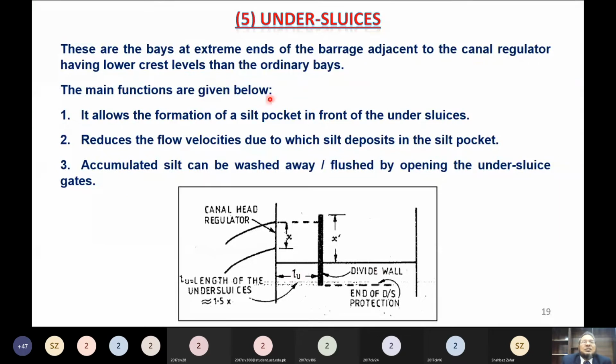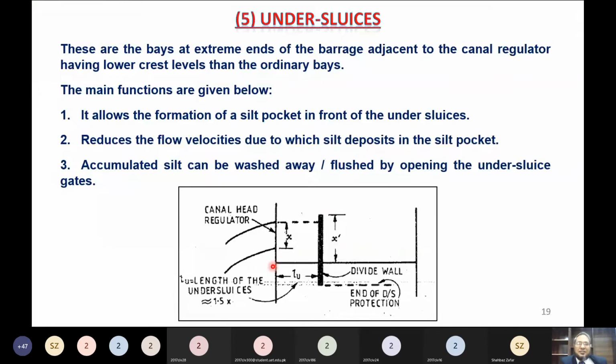Now, what are the functions of these undersluice bays? They have very important functions. Number one, it allows the formation of a silt pocket. So this one is the silt pocket, in front of the undersluices. So these are undersluices, and have you seen the pocket?